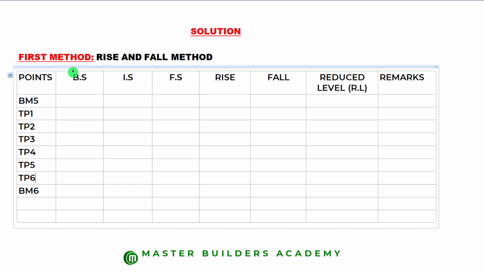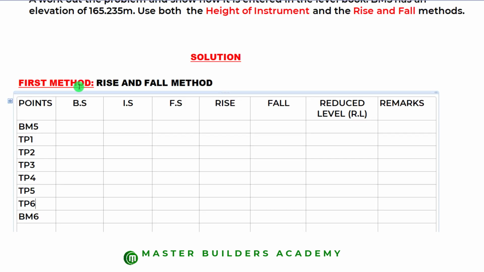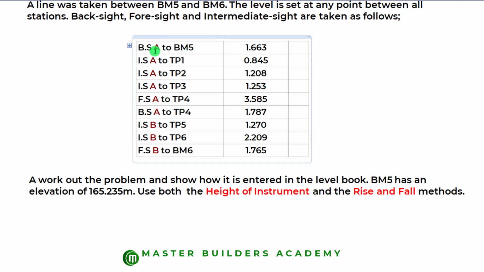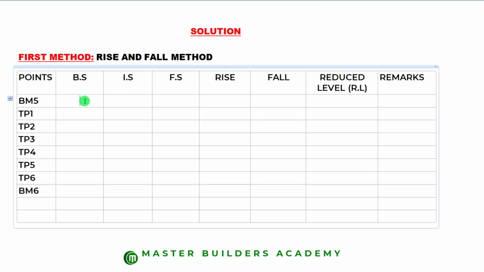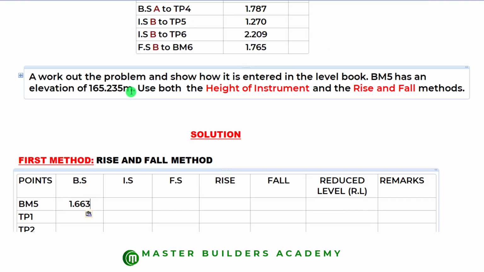Now if this is clear, all we just need to do is to go back to the table we're given with data and then input the values into this table. Now let's go up to the question. Now this is the table. So the first value we have is BS at A, which is backside to BM5. So this is the value that we have, and this value is a value for backside. So we'll come to the table and put it for backside for BM5. That is all.